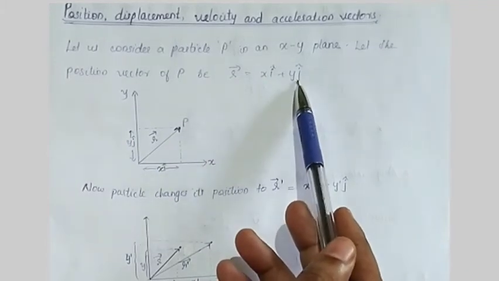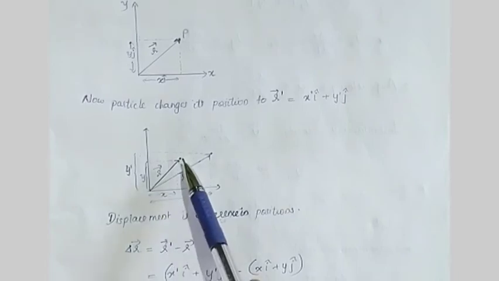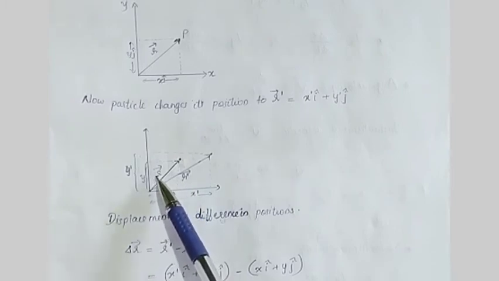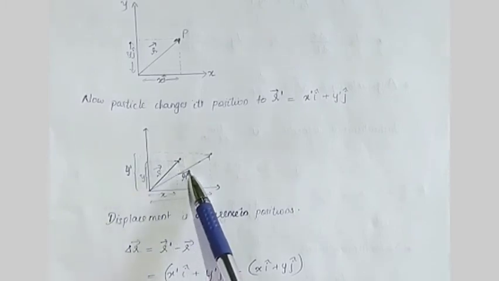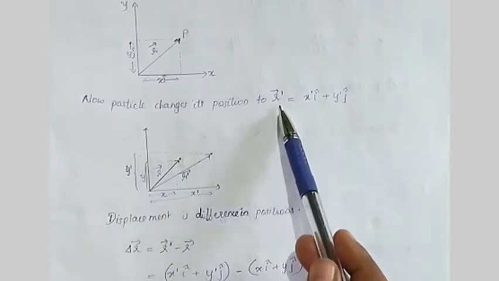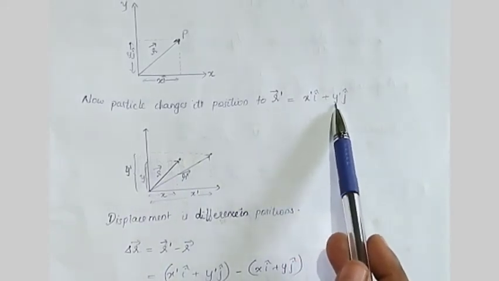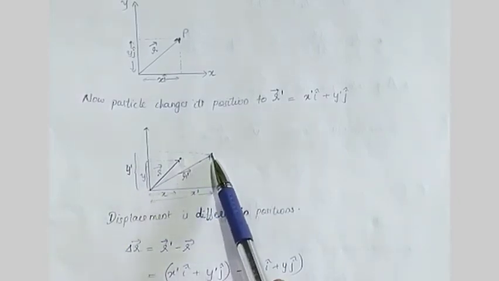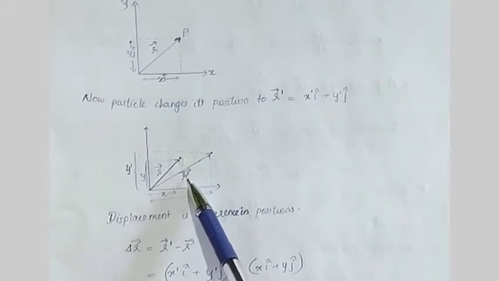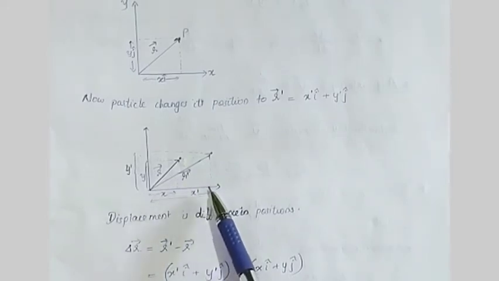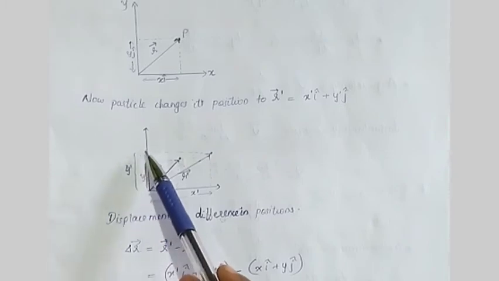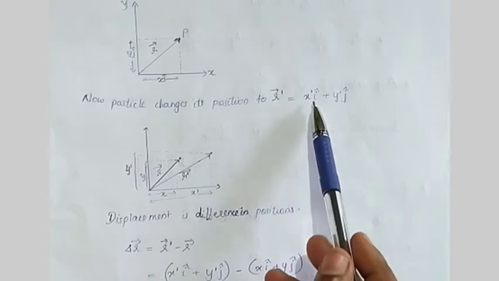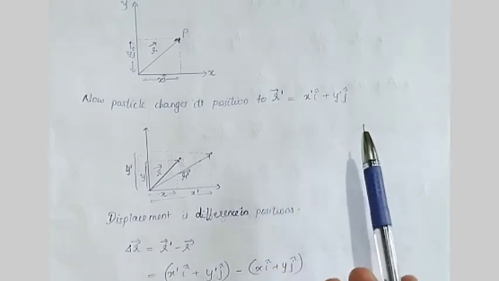Now, let us consider the particle P changes its position from r to r dash, that is the vector r now has become r dash, and r dash is given by x dash i cap plus y dash j cap. So, the position of our particle now has become r dash, that is x dash distance is covered along x axis and y dash distance is covered along y axis. Therefore, r dash is represented as x dash i cap plus y dash j cap.